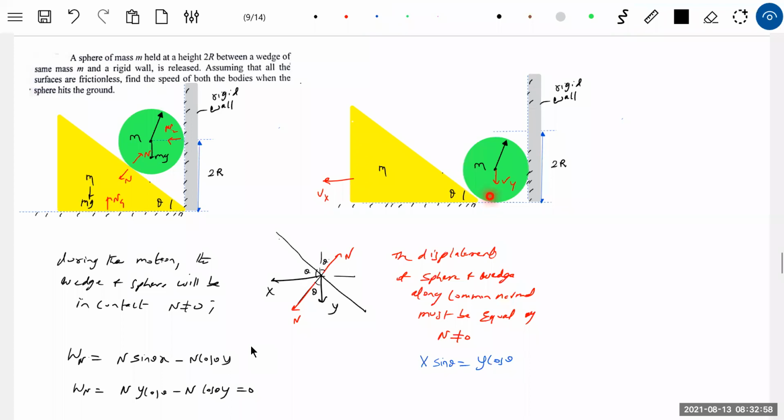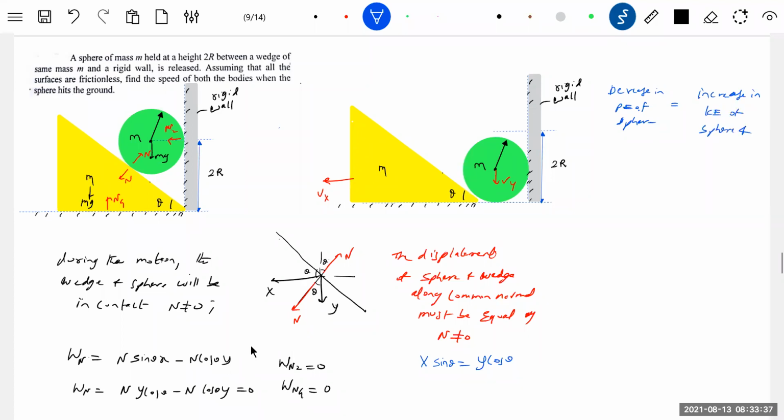What is work done by N2? 0. What is work done by Ng? 0. So the only force doing work is the weight of the sphere. So therefore, decrease in potential energy. Now I can apply conservation of mechanical energy. Decrease in potential energy of the sphere equal to increase in kinetic energy of sphere and wedge. So this will become mg2r should be equal to m Vx square by 2 plus m.